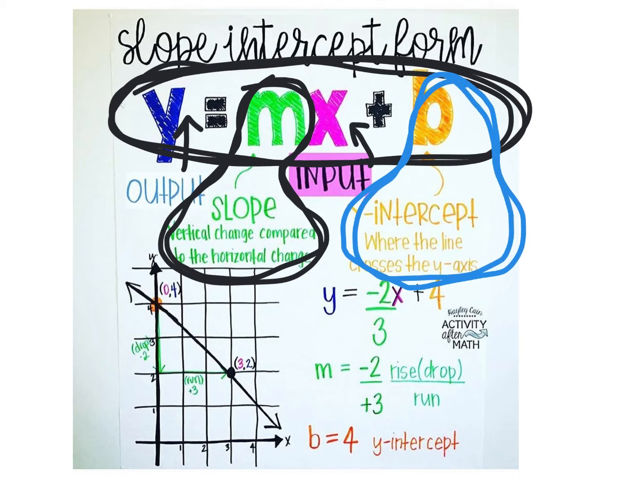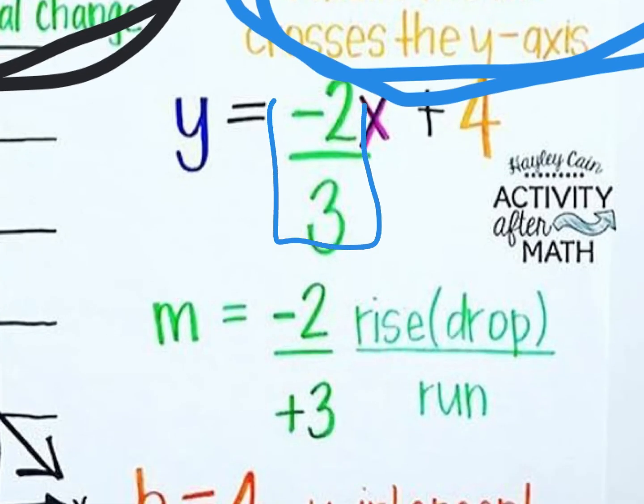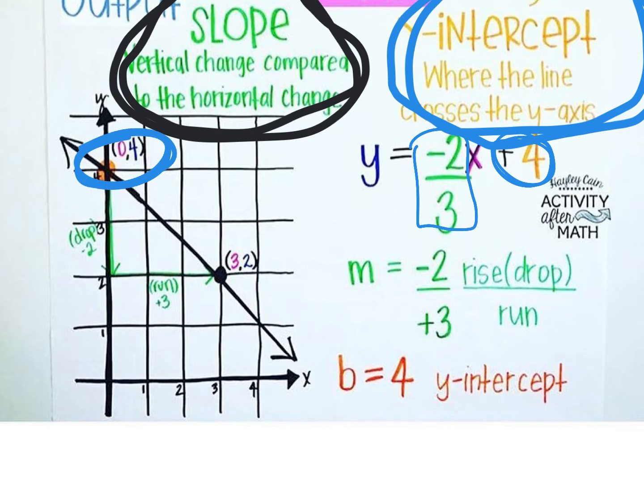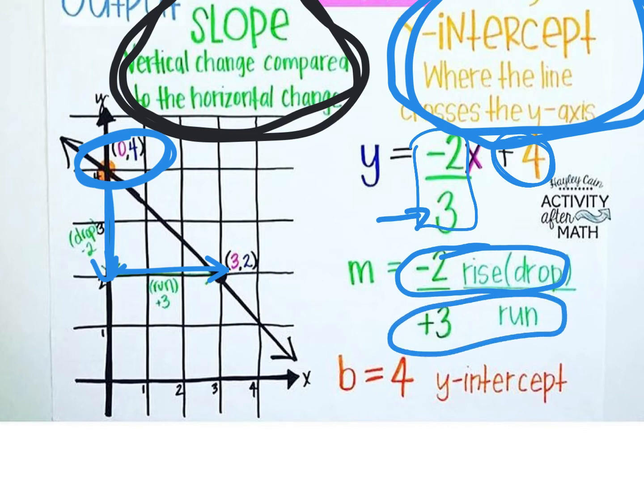It's where it touches the y-axis. So if they gave you this one, you'd know that that's the slope and that's the y-intercept. Look, it hit the y-intercept at 4 and it went down 2 and over 3. Does that make sense? This was the rise of down 2 and the run of 3.